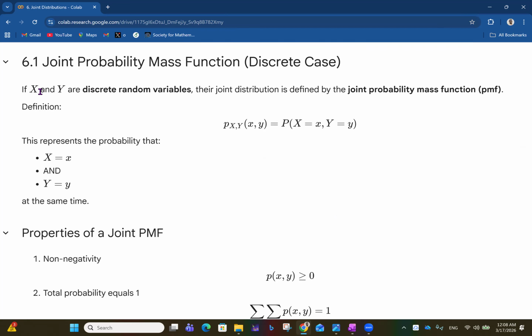All right. So if X and Y are discrete random variables, their joint distribution is defined by the joint probability mass function. The definition would be p_{X,Y}(x, y) equals the probability that big X takes a value small x and big Y takes a value small y. This represents the probability that X equals x and Y equals y at the same time, and that is the essence of it being a joint probability mass function.